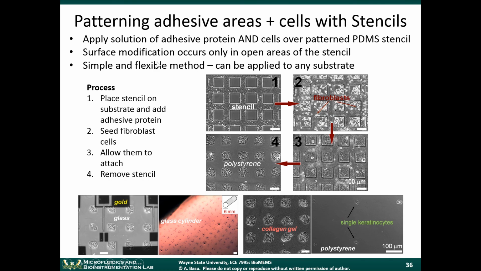This is another example of where stencils are used. So in this case, you have your stencil sitting over the surface which you want to pattern. You seed the cells. Okay, you let the cells attach to it. Step 3, and then you remove the stencil, and you're just left with a simple pattern like this. So this was a pattern of cells on a polystyrene dish. Okay, this is very similar to what we saw before. It's just so you can see that the stencil is the thing that's being used to pattern the cells. Okay, so I won't mention any more about that.